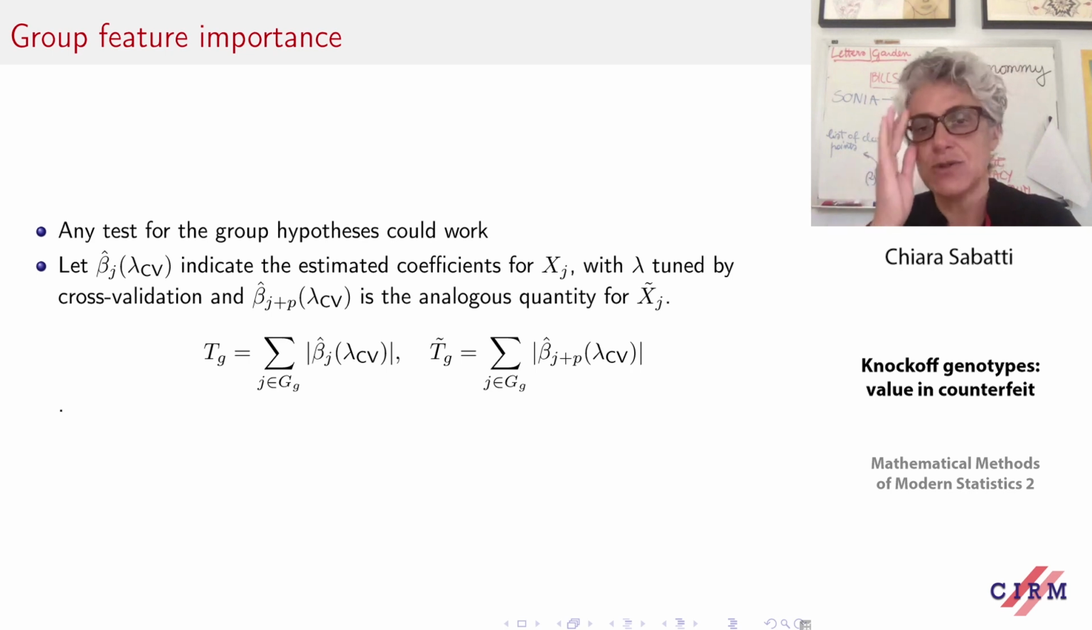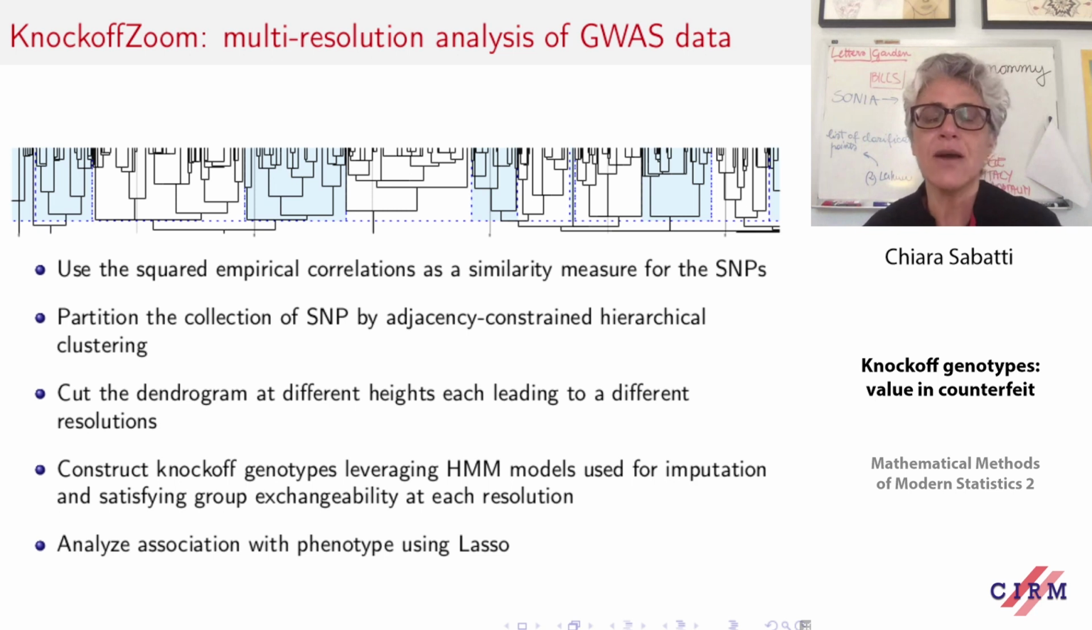Once we have these groups, of course, we also have to define a group feature importance, and you have many choices for that. In the data analysis that I'm going to show you, we are simply going to sum up the beta coefficients estimated by the lasso in absolute value across all the variables in a group. Okay, so we are going to use this to analyze genetic data.